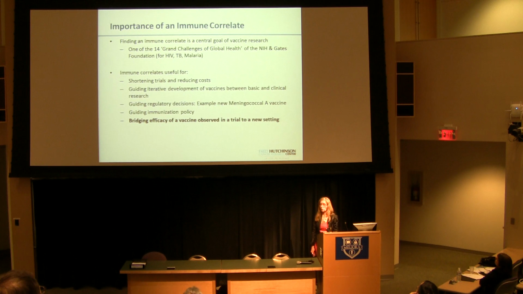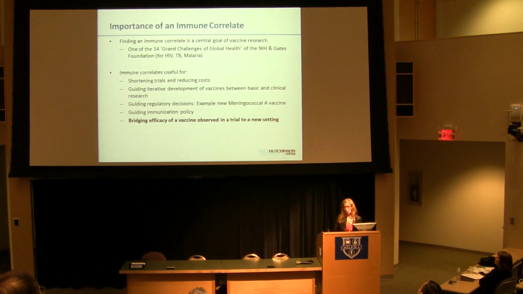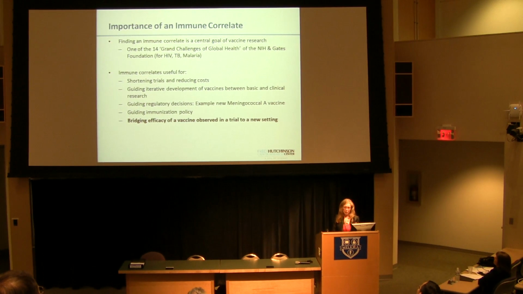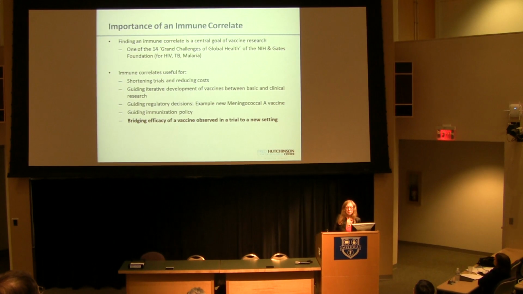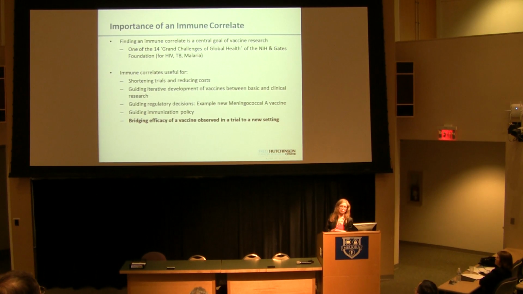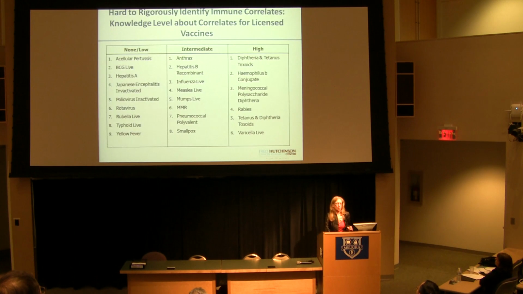It's useful in guiding regulatory decisions, and some vaccines have actually been licensed only on immunogenicity data. A recent example of that is the Meningococcal A vaccine that was licensed for Africa, MenAfriVac, which was licensed just on immunogenicity alone, and of course then one has to go in and try to correlate what it was licensed on with the actual disease. And it can help in guiding immunization policy, and in boldface, you can also bridge efficacy of a vaccine observed in a trial to a new setting. That's what people really want to do, and that's the really hard part, and I'm not actually going to talk about that a lot because it goes beyond the time.